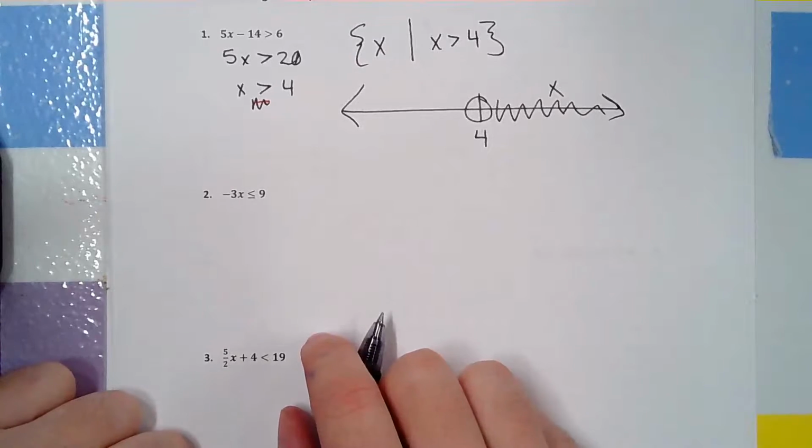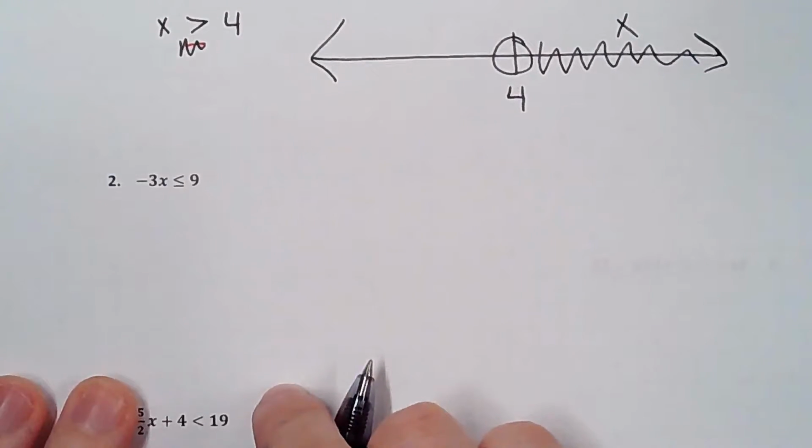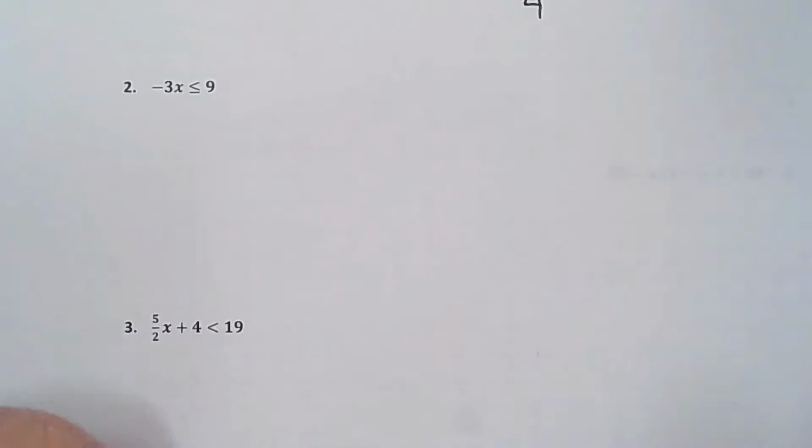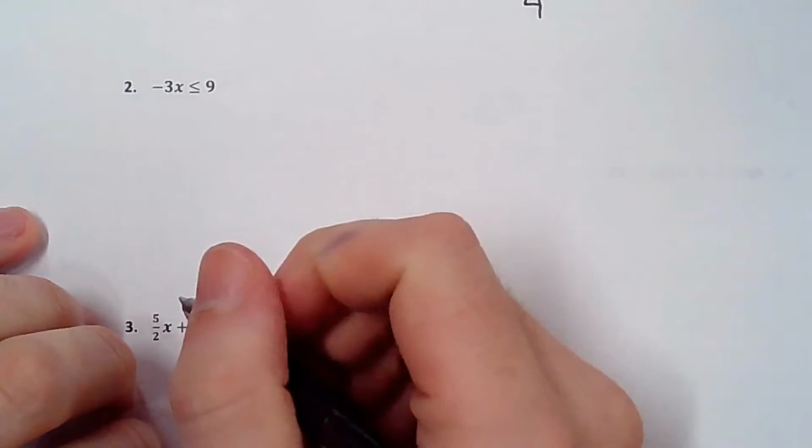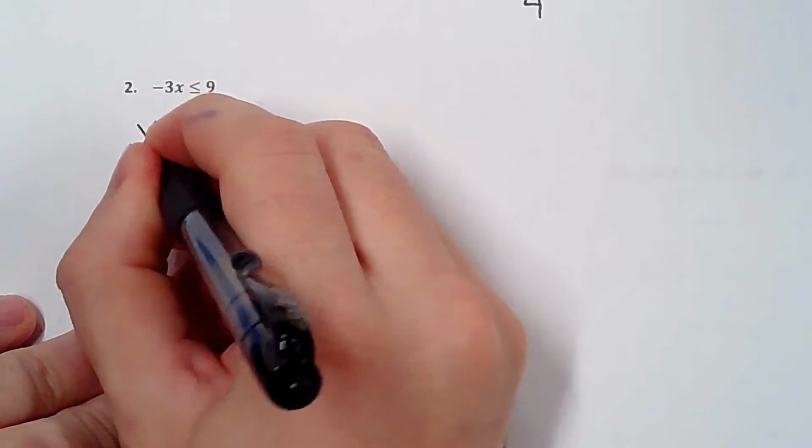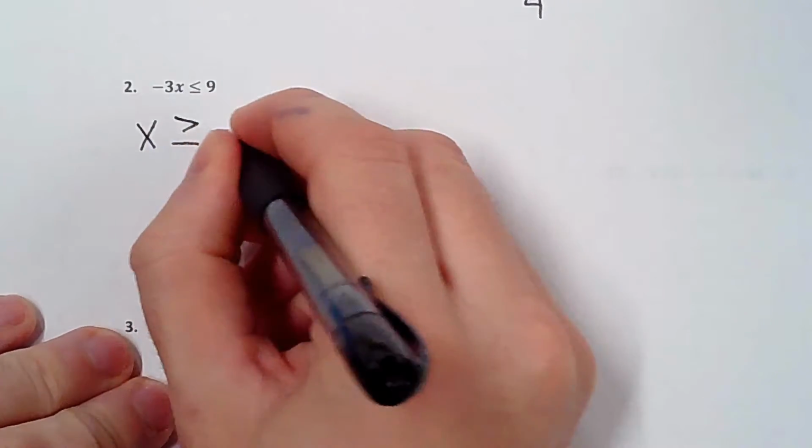All right. Negative 3x is less than or equal to 9. So what are we going to do to get x on its own? Divide by negative 3. Do I flip the sign? Yes, I do, because I divided by a negative, and I get this.